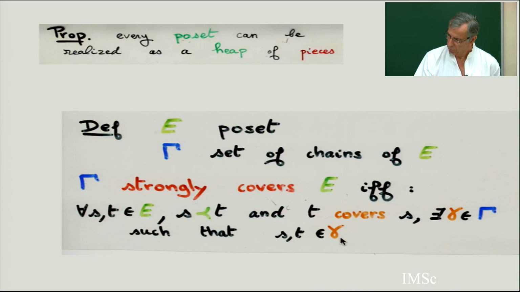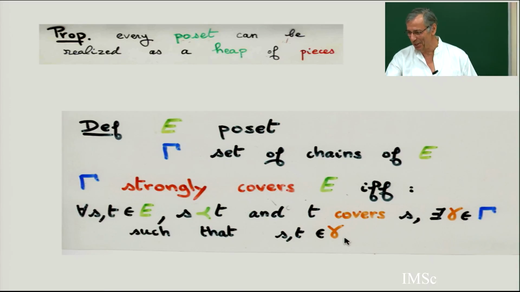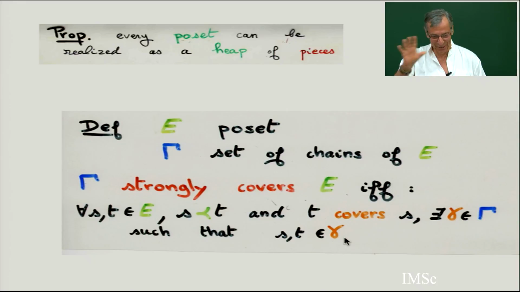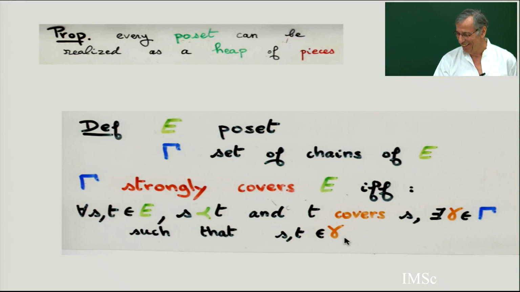Is there an example where this does not happen? Well, you take each chain reduced to a point. It's a set of chains covering the whole poset. Then I take a set of chains, gamma is any set of chains, so you put enough.